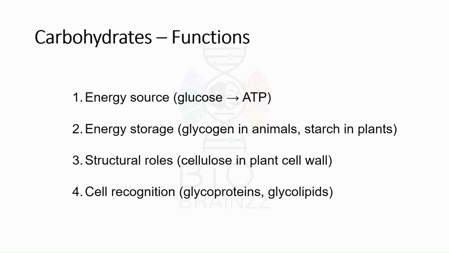Carbohydrates function. Carbohydrates mainly act as an energy source for cells. Glucose is the most important molecule that is broken down to produce ATP, which is the energy currency of the cell. This makes carbohydrates essential for survival. Apart from energy, carbohydrates also perform structural roles. For example, cellulose forms the plant cell wall. They are also involved in cell recognition through glycoproteins and glycolipids. So, carbohydrates have both functional and structural importance.